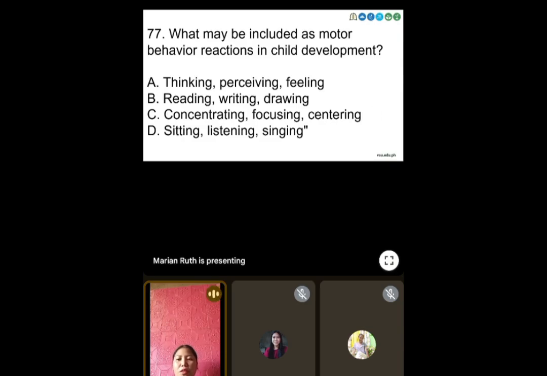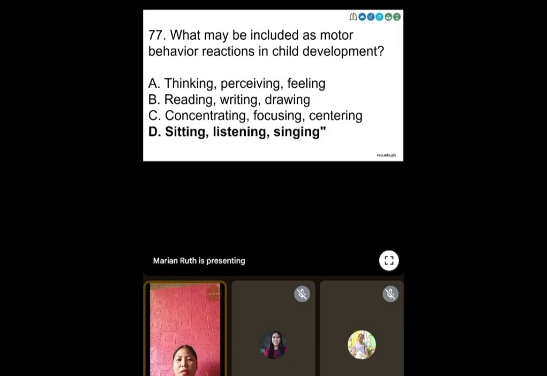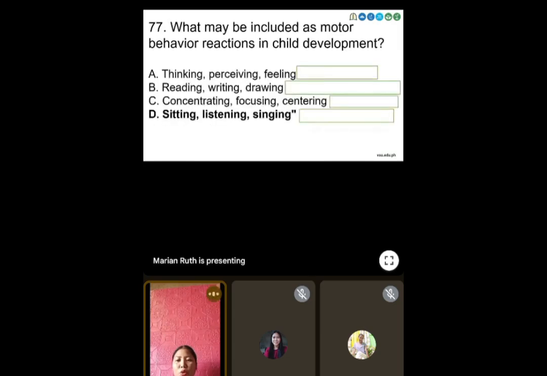So the correct answer is letter D. Sitting, listening, singing. It's because this involves motor control and physical coordination. So why not letter A, B, and C? Thinking, perceiving, and feeling are cognitive and emotional. While letter B, reading, writing are learned behaviors, not primitive motor actions. Letter C is not also the correct answer. It's because concentrating is mental, not motor.